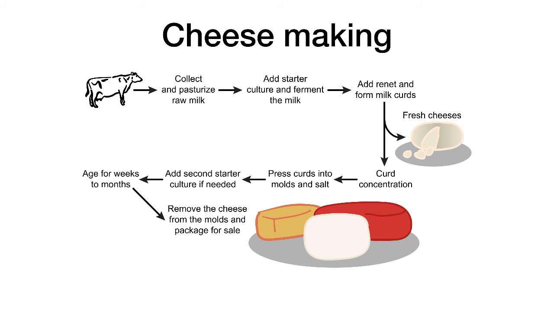The process begins with the pasteurization, which is heating, of raw milk to kill pathogens, and also to condition the milk. An added starter culture then ferments the milk, producing lactic acid and lowering the pH. The addition of rennet, which is mostly proteases, causes the milk to curdle, forming curds. For fresh cheeses, such as cottage cheese, mozzarella, or feta, this is the end of the process. They are packaged and sold to consumers.